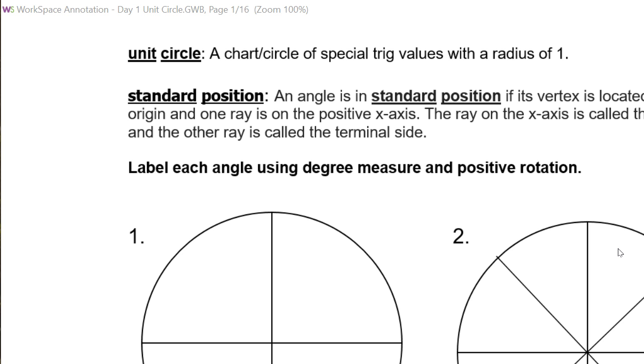So we'll be splitting up a circle, and we'll be splitting it up into different degrees, and we'll be talking about what are the degree measures and what are the radian measures. And we'll talk about radians here in a few minutes.